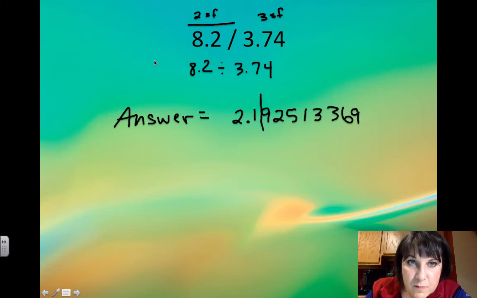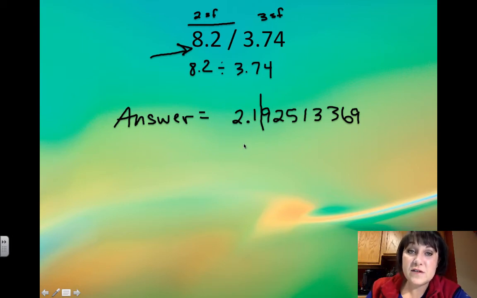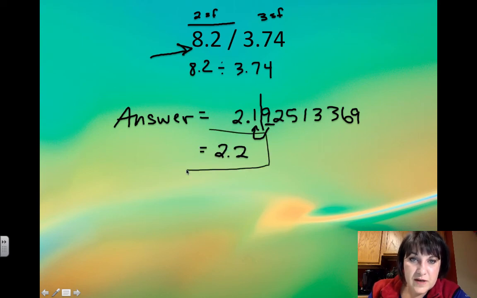So this is the measurement we made with the least precise instrument. I cannot be more precise in my answer than what my least precise instrument allows for. So the 9 is of course bigger than 5. That means I have to round up that number to 2.2 to report in my data.